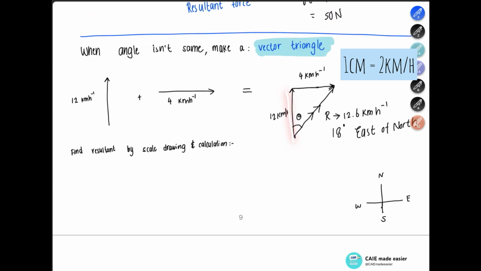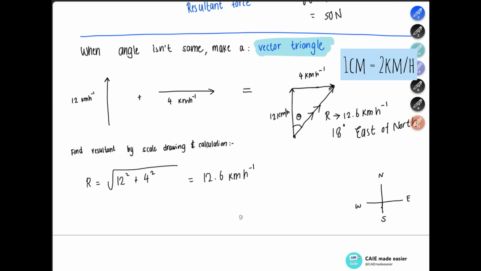So since this is a right angle triangle, you can use Pythagoras theorem. So resultant velocity equals the square root of 12 squared plus 4 squared, and that is going to be 12.6 kilometer per hour.